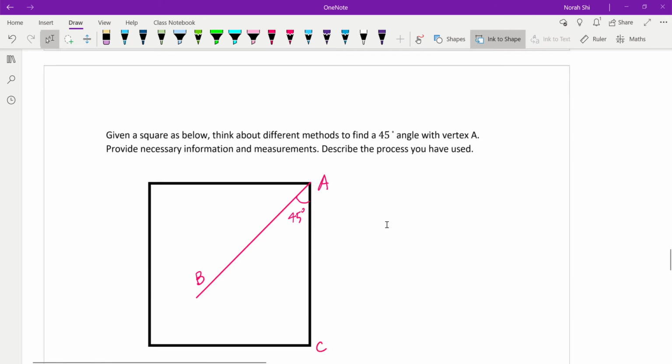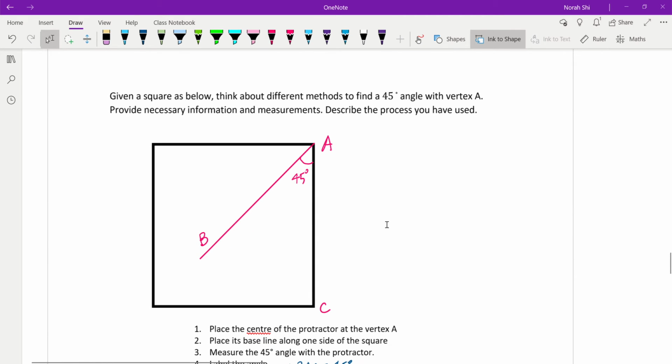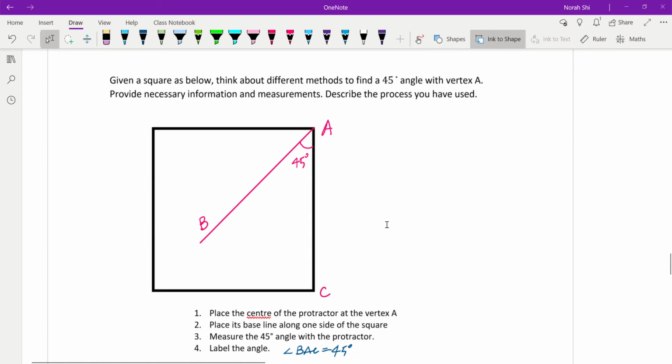The first one is I'm going to use a measuring device, a protractor. These are the steps. Firstly, I'm going to place the center of the protractor at the vertex A, then place its baseline along one side of the square, which is AC in this case, measure the 45-degree angle with the protractor and label the angle BAC with a single curved line and 45 degrees. Okay, this is one method using the measuring device.